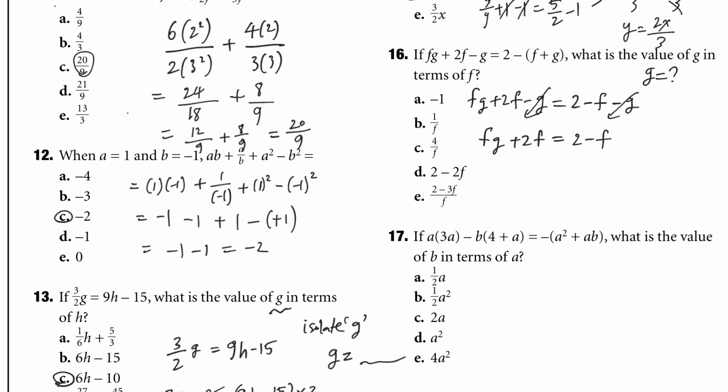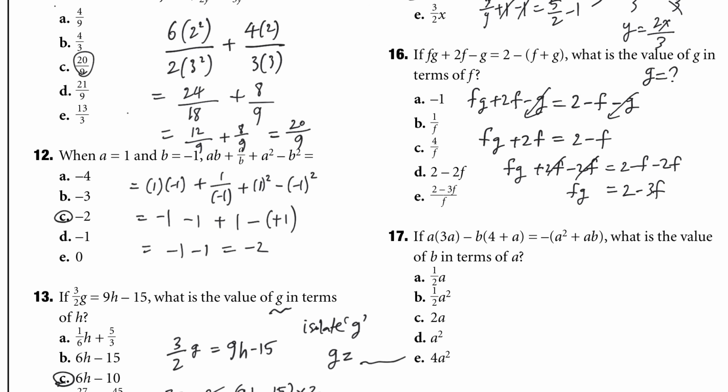Now I want to leave the g term on the left-hand side and move everything else to the right. So I'm going to do that by subtracting 2f from both sides. Why? Because then I can get rid of these terms. And I'm left with 2 minus 3f, and I have fg. Now I have f times g.